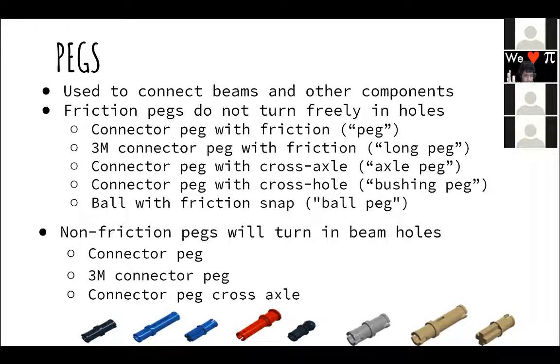Now, there's the blue ones, the ones that connect the axles, and the one that's longer that can connect two beams and one beam on the side. Those are all friction pegs. Now we get into the gray and beige ones. Those things, they'll connect, but they can turn around, meaning that you can have things spin, but not powered by a motor.